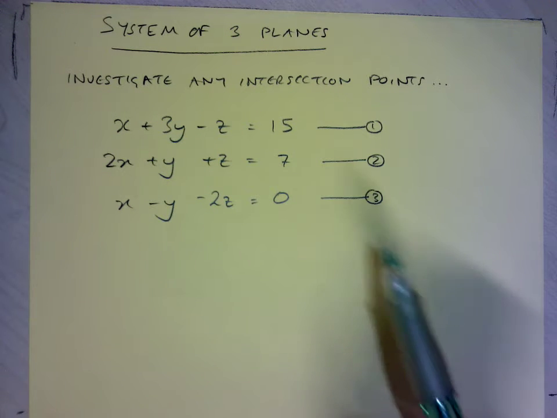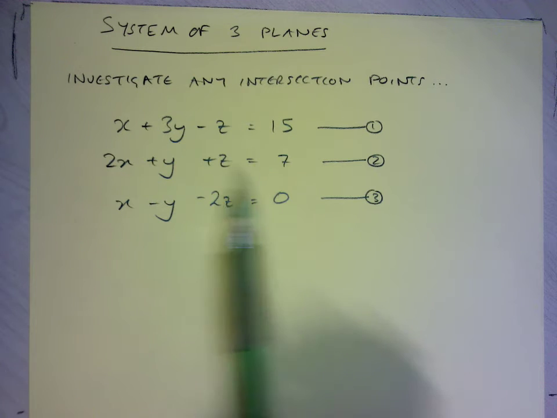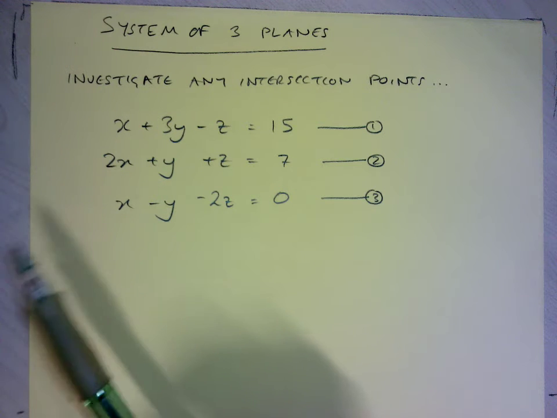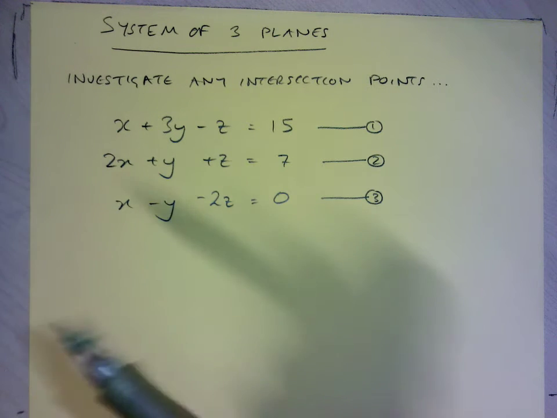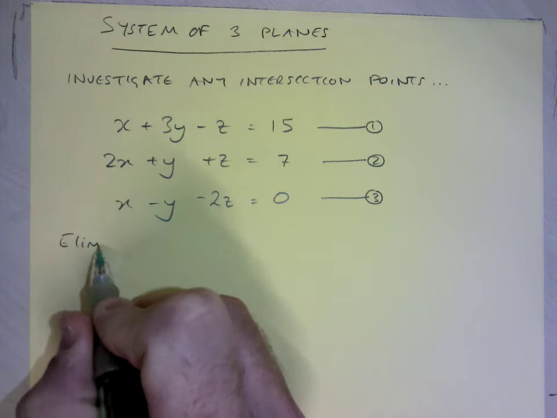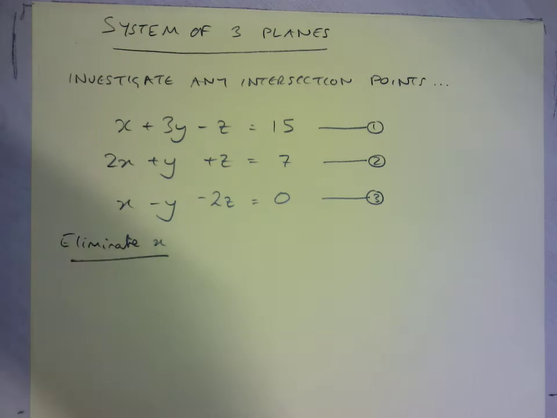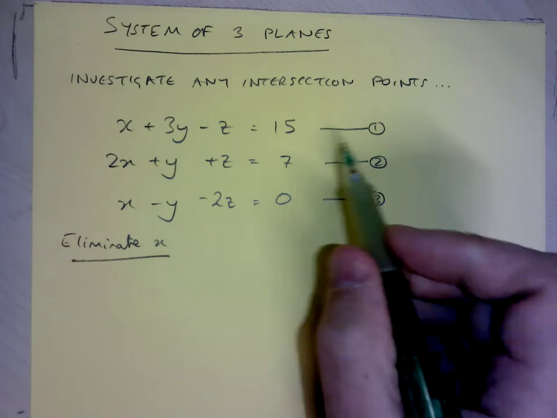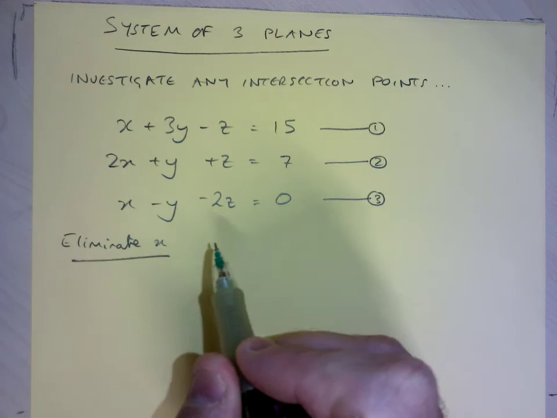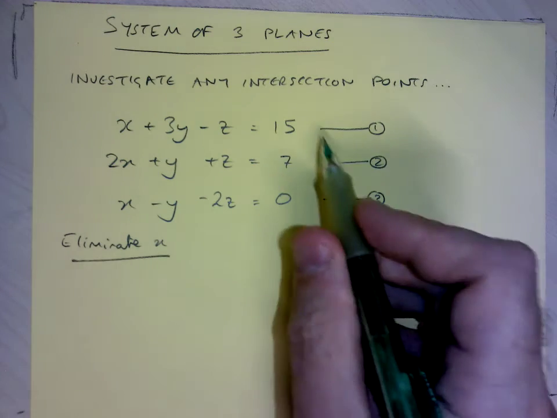So to start with, I'm going to pick one of the variables to eliminate from two pairs of the equations. It doesn't matter which one you choose. Just for this example, I'm going to eliminate the variable x. First of all, I'm going to do that from one pair of equations, and then I'm going to eliminate it from another pair of equations. So I'm just going to be systematic. I'm going to choose 1 and 2.